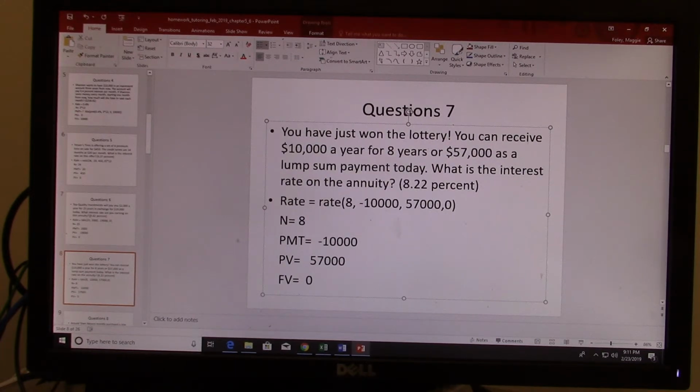For this question, you can just consider that if you receive a lump sum of $57,000, it equals $10,000 a year for 8 years. So what kind of interest do you earn for this $57,000 lump sum you receive today? It's the same as getting $57,000 and then paying back $10,000 a year for 8 years. What kind of interest are you getting for this annuity? It's the same thing. However, we got two cash flows, so it has to be one positive and one negative. Okay, so this is question number 7.